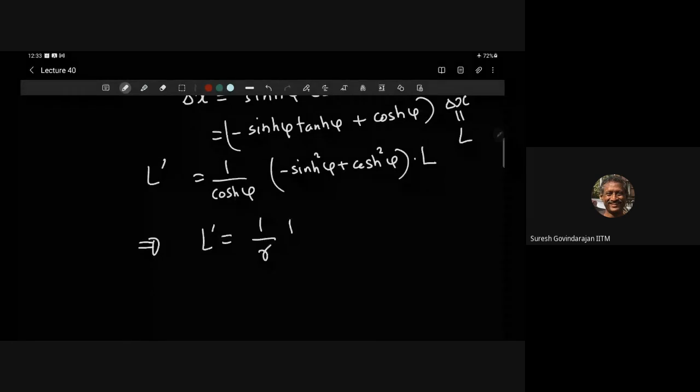Okay. So what is happening is now gamma, remember, is greater than or equal to 1. So you can see that L prime is less than or equal to L. Okay, so this is what is called Lorentz contraction.